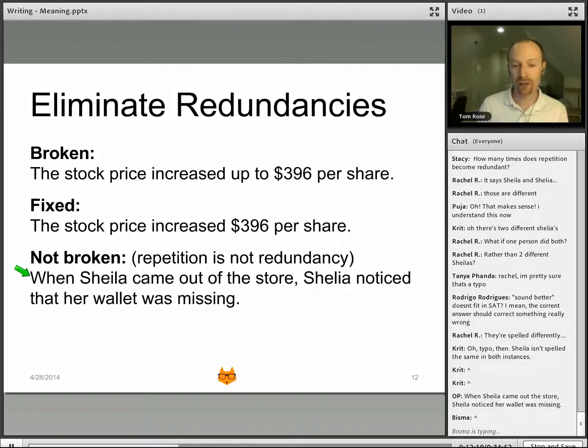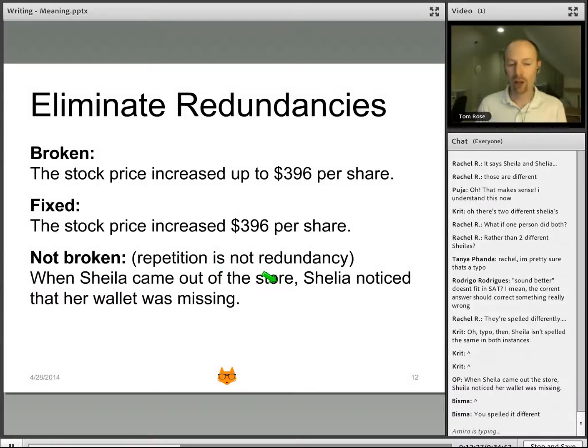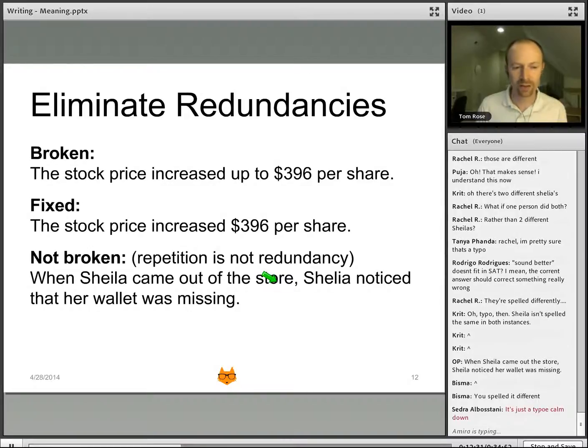Another way of looking at it is we're providing new information the second time. Right? The first time we learn that Sheila's coming out of the store. The second time we say Sheila, we learn that her wallet was missing. Oh, did I spell it differently? That's a mistake. Apologies. Correct that right here.